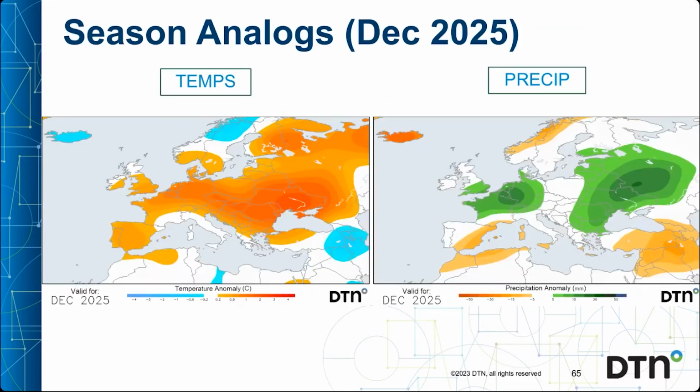And what do our analogs show across Europe for temperature and precipitation? Well, during December, widely above average temperatures, most anomalously warm in Central and Far Eastern Europe. Low pressure tracks indicated near the southern UK, northern France, north central Europe, with above average precipitation for those areas.